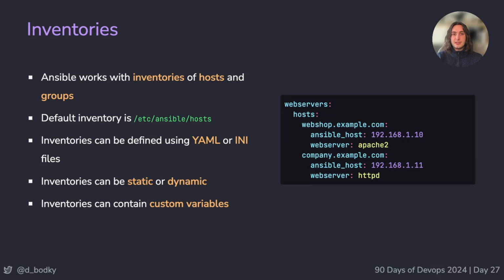Ansible uses so-called inventories to keep track of your hosts and host groups. There is one default inventory on each system, which Ansible uses to look up your hosts on. You can also define your own inventories, of course, using YAML or ini files, as you can see on the right side. And you can dynamically create inventories from different providers should you want to do that.